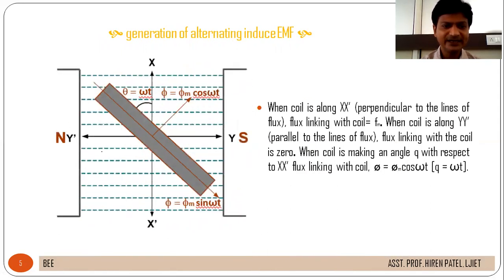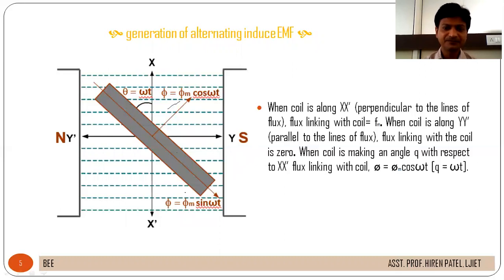Here you can see the north pole, the south pole, and these lines are magnetic field lines, and we rotate this coil in anti-clockwise direction. First of all, this is the angle theta. Now when we rotate the coil in the uniform magnetic field, there is a variation of flux. These are the two components of flux: phi m cos omega t, and this is phi m sin omega t.